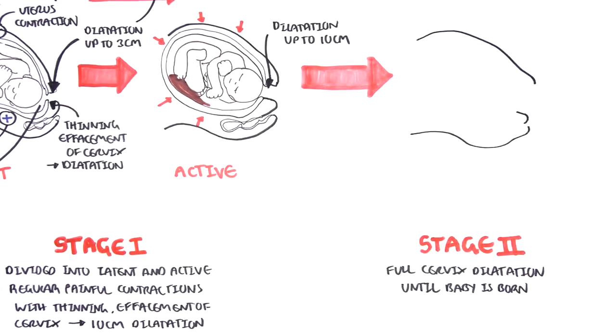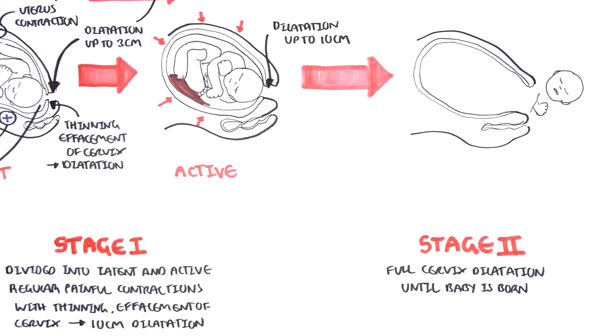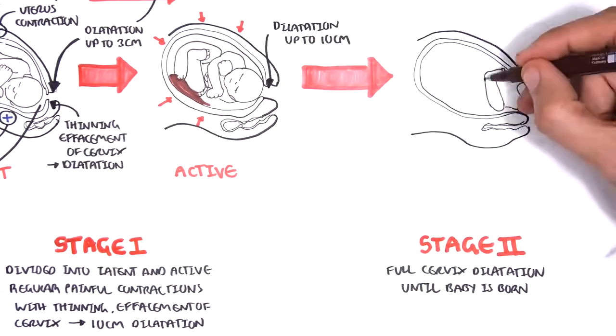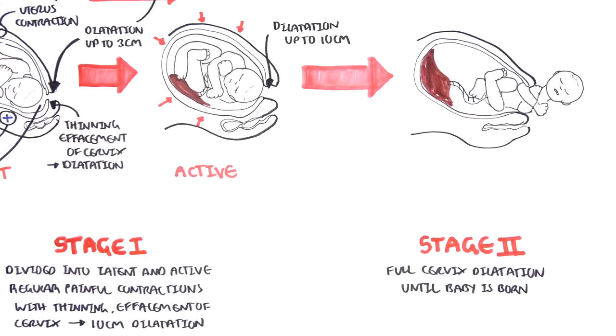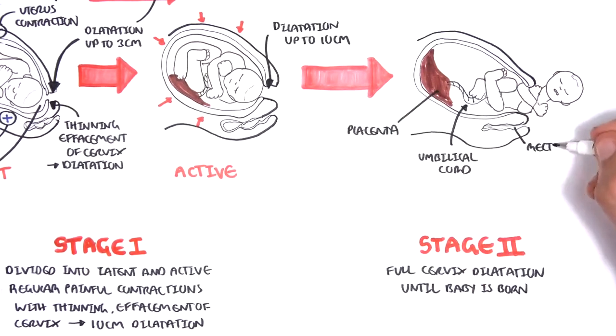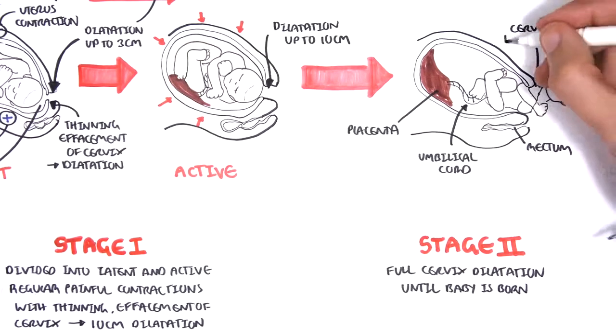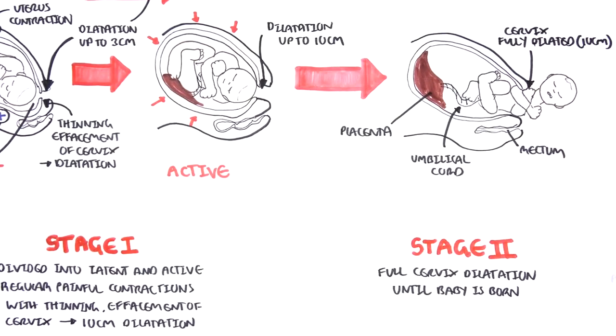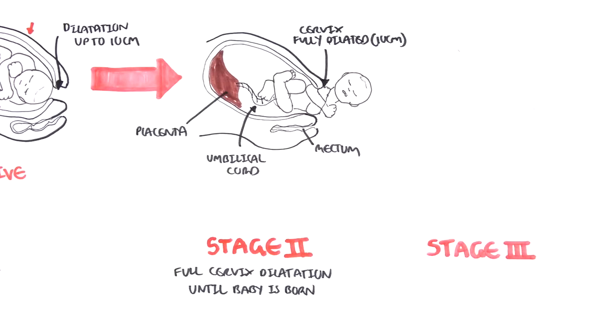Basically, in stage 2 of labor, this is where the mother is delivered of the baby. Here is the umbilical cord. Here is the placenta, and here is the rectum of the mother. And here you have a fully dilated cervix, which is about 10 centimeters in diameter. During this time, the uterus is still having regular painful contractions. Once the baby is born, the labor will then enter stage 3.